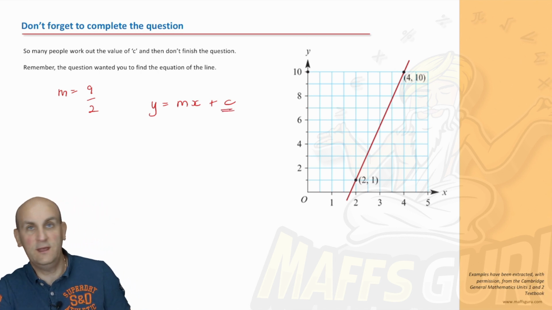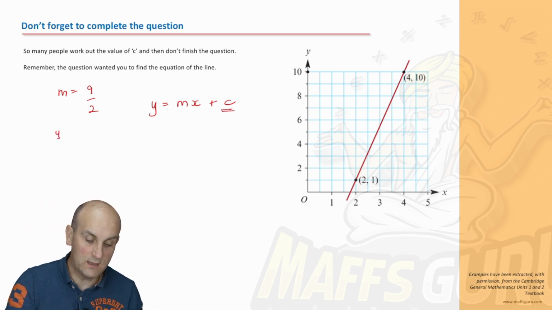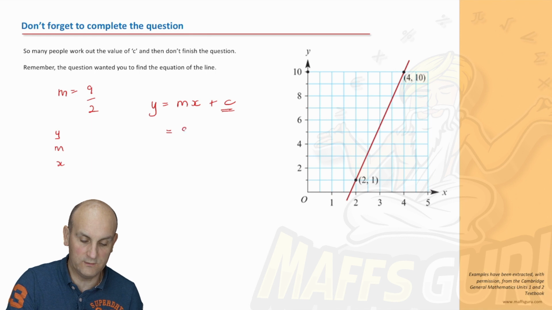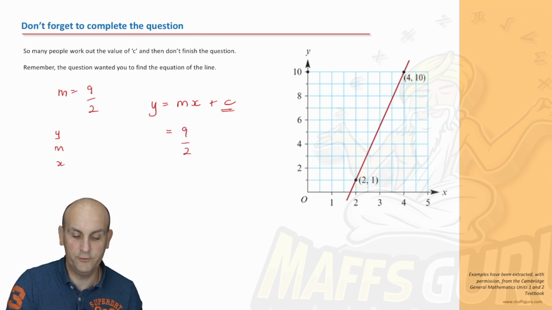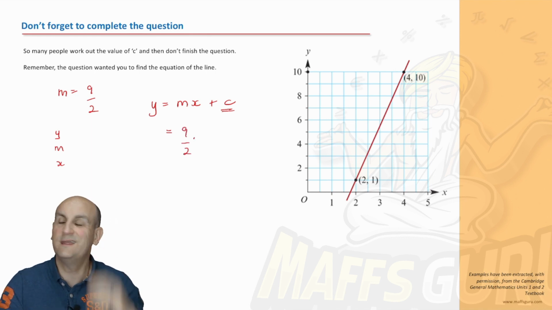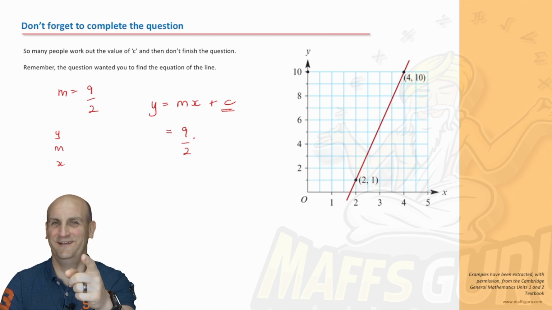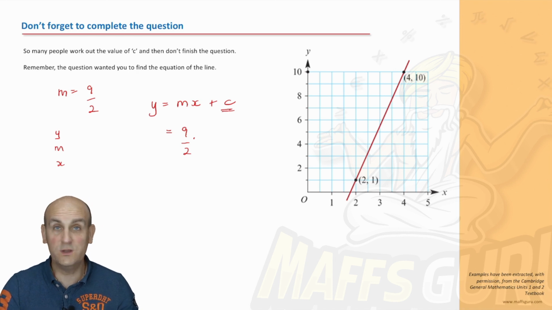So to be able to do that, the question must give me a y value, an m value, and an x value. Well, remember, we've already got the m value because we worked that out, didn't we? We worked it out as 9 on 2. Where on earth am I going to get this x value and y value from? I'd get it from one of these coordinates. Which one you choose matters not a jot.